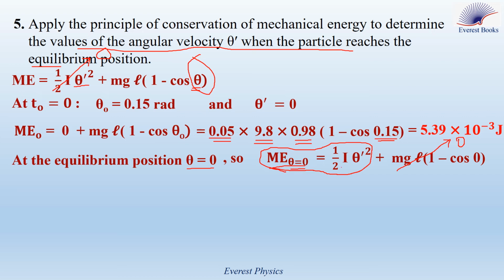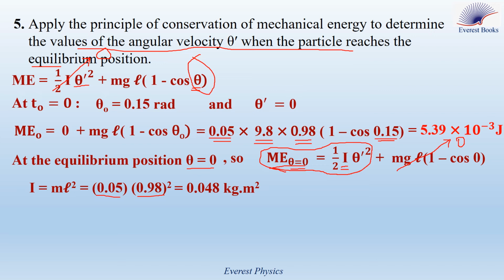Now we need to calculate the moment of inertia about the wire. I is equal to ml squared. So again, the mass of the particle is 0.05 kilograms and the length of the cord is 0.98 meters, and the answer is 0.048 kilograms meter squared.